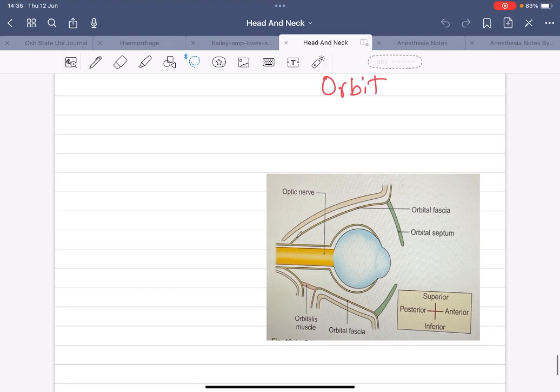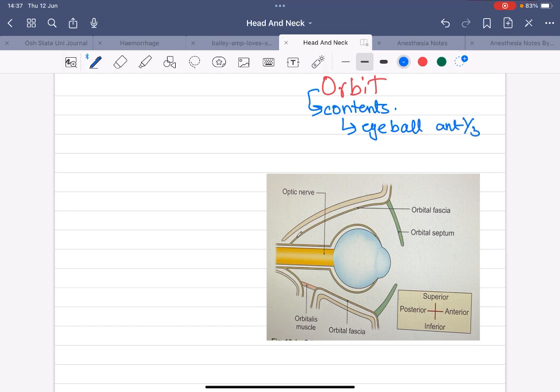So please remember, this question can be asked in your anatomy examinations. So what are the contents of the orbit? Number one, the contents of the orbit is the eyeball itself. It occupies the anterior 1/3 of the orbit.